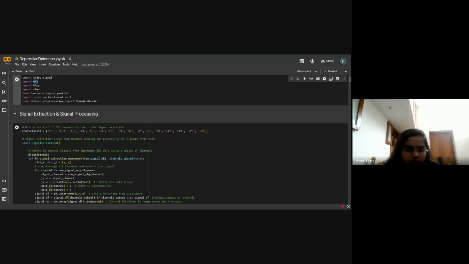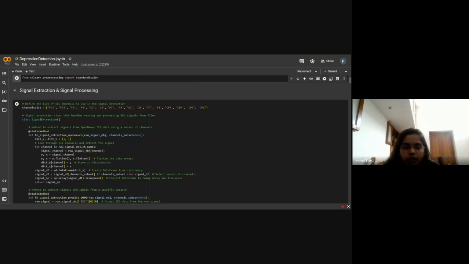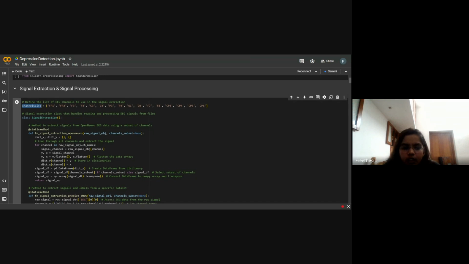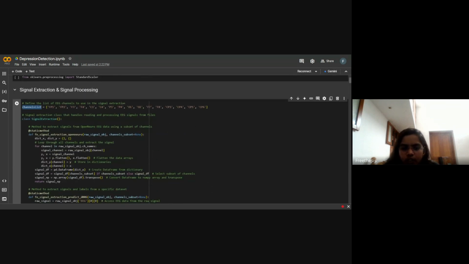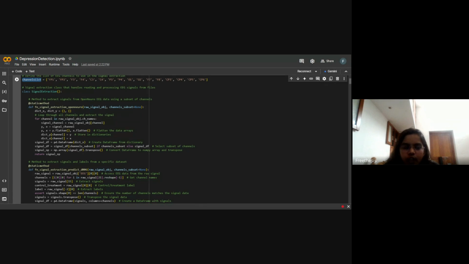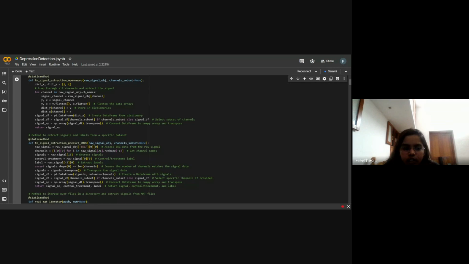Going on further, we'll be implementing the paper. First in the paper, they have implemented signal extraction and signal processing techniques. In the paper, they have taken 16 channels out of the 66 channels in the data. These 16 channels can predict depression detection accurately. We have also taken the 16 channels specified in the paper, and we have given functions for each step of extraction from the encoded data. In signal extraction, we'll be using dictionaries to save the amplitude and the time, and we return the signal NP, which will contain the whole signal in the form of an array.